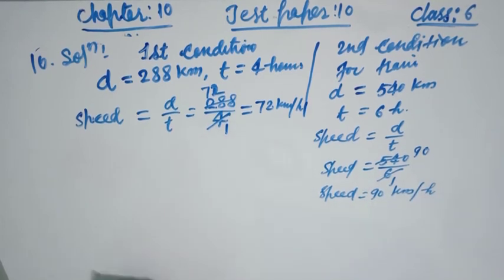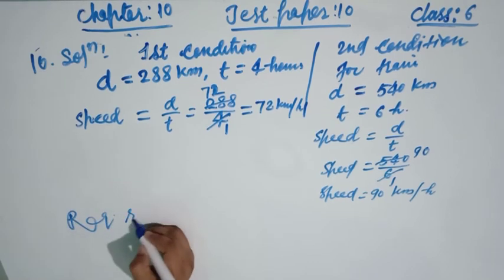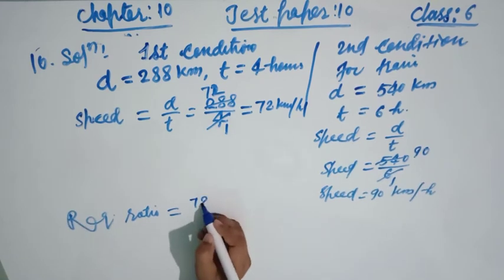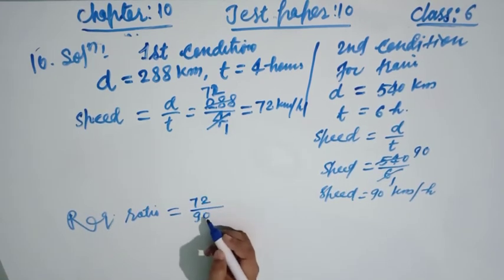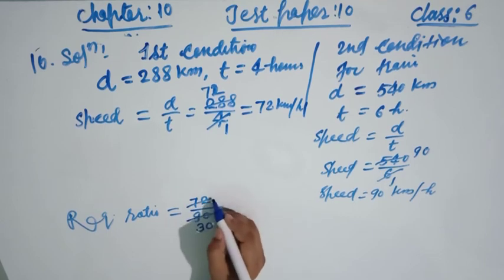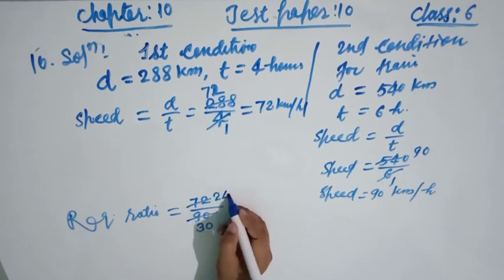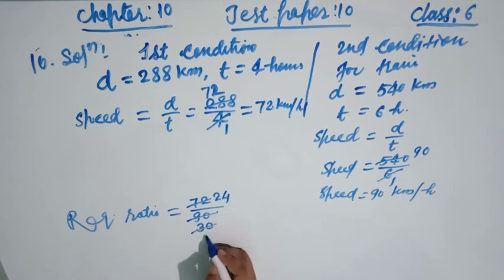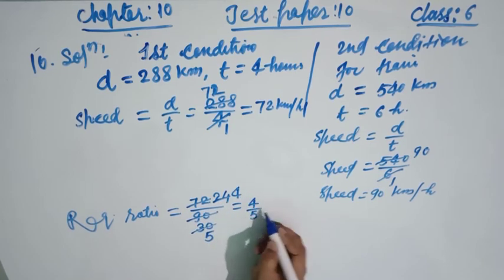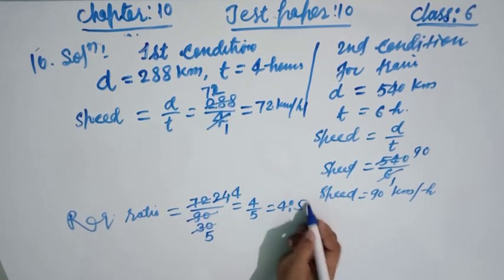Now the required ratio of speeds, friends. This is the first estimate I have done, the upward is 72 and the downward is 90. So now see, this is 9, this is 3, 3 9 ja 27, 1 3 2 ja 6 and 3 4 ja 12. Once again this is 6, 5 ja 30, 6 4 ja 24, so 4 by 5, so this becomes 4:5, this is the answer.